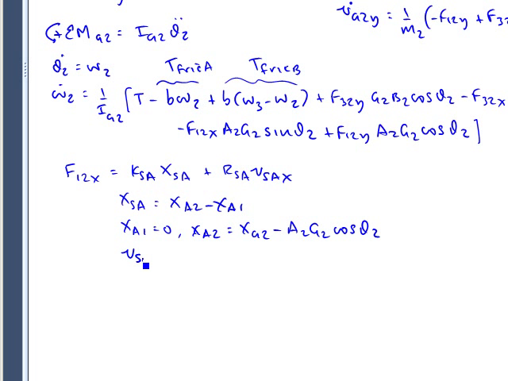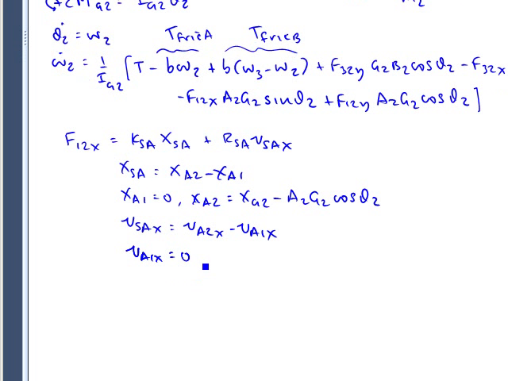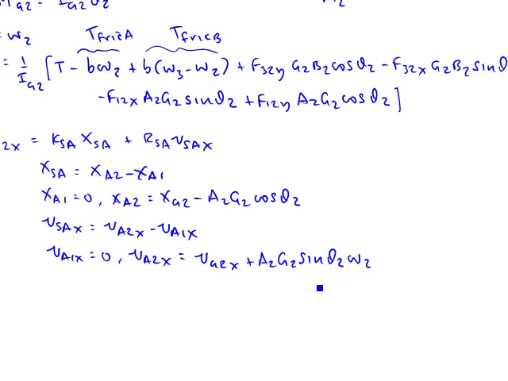And then the velocity of SA in the x direction is going to be the velocity of A2x minus the velocity of A1x. Velocity of A1x is 0. The velocity of A2x is going to be the derivative of x_A2, which is v_G2x plus A2G2 sine theta 2 dot. But instead of writing theta 2 dot, I'll write omega 2 because that's one of my state variables.